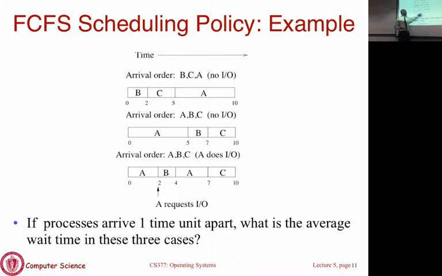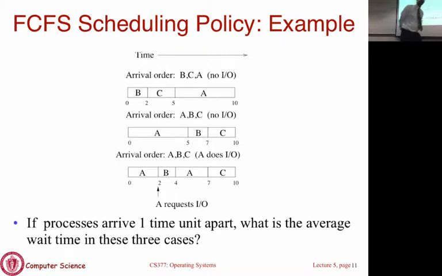So then B gets to run. B runs to completion. By the time B finishes, A has finished its I/O. It's come back to the ready queue. So your ready queue has A and C. B is done, so only A and C. Between the two, A arrived first, clearly. So you run A to completion and then C. So it's non-preemptive, except when you do I/O, you have to run something else.